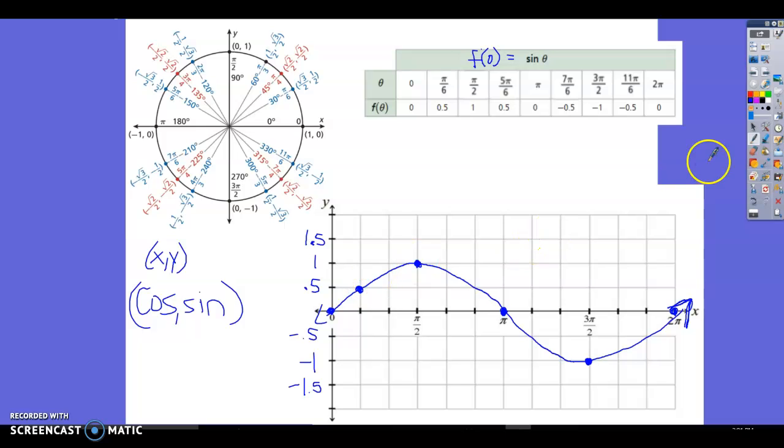All right, anyways, that's just if you need to sketch a graph on your own. If you have a table of values, just put the ordered pairs on your graph like any other graph, and you can sketch a basic trig function. All right, that's all for lesson 16.1.